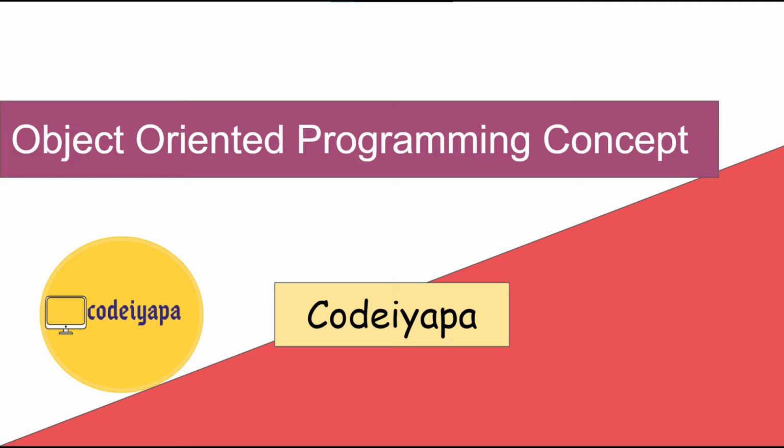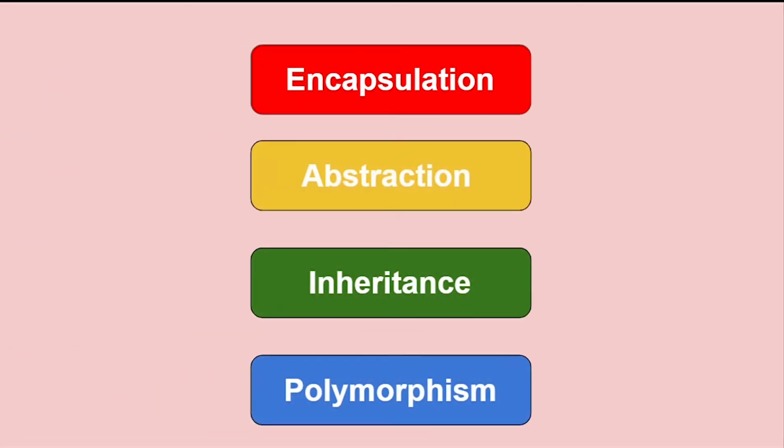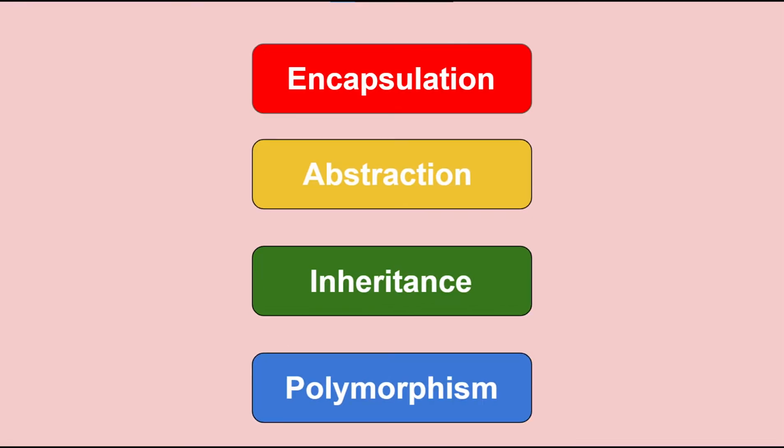Today in this video, we will talk about one of the most popular interview questions, that is the four core concepts of the object-oriented programming language. These concepts are encapsulation, abstraction, inheritance, and polymorphism. Let's look at each one of these.